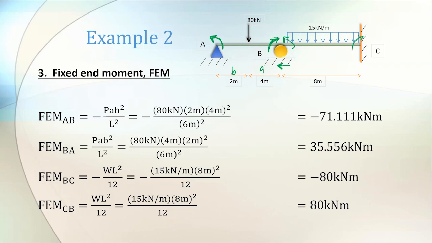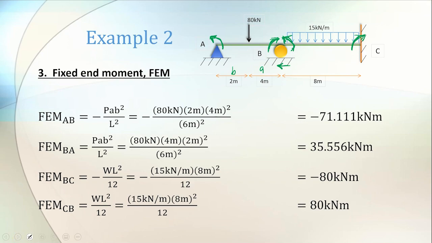And for FEMBC, it is negative again, okay, sebab counterclockwise. Beam BC, you have UDL on the top of the beam. So when there is a UDL, the formula become WL square over 12. So just fill in the value of W 15 and the total length of beam BC 8 meter, power of 2, divided by 12, then you get 80. For FEMCB, WL square over 12 again, because this is actually the same beam. It's just that it become positive because we assume that from C to B it is clockwise. Therefore, it is 80 kilonewton meter positive.